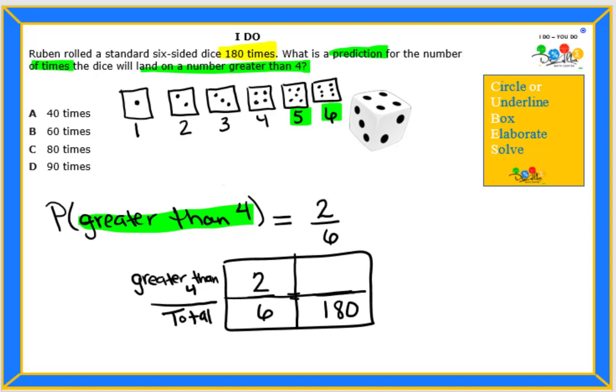So this is what our proportion box would look like. We just took the 2 over 6 because 2 is the numbers that are greater than 4 out of a total of 6. And we're going to roll the dice 180 times in total. So how many of those rolls will land on a number greater than 4? That's our unknown. That's the x.